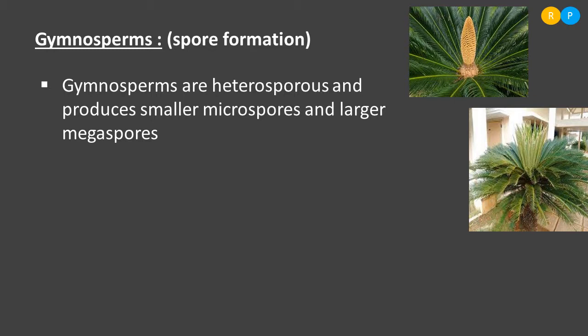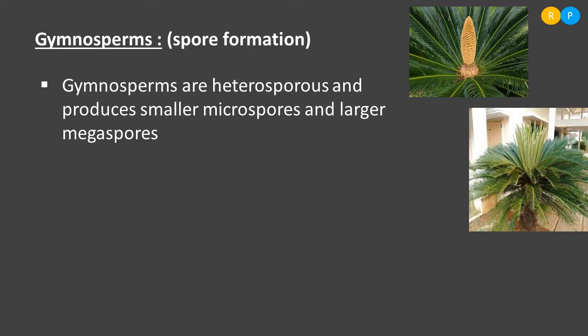Because the plant produces two different types of spores during the time of reproduction, gymnosperms are named as heterosporous plants. Understood, right? So a heterosporous plant is nothing but one that produces two different types of spores. Some of the smaller spores are named as microspores and the larger spores produced are named as megaspores. So two different types of spores will be produced in the gymnosperms.